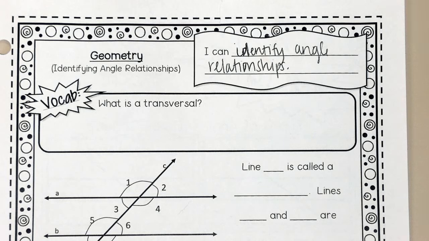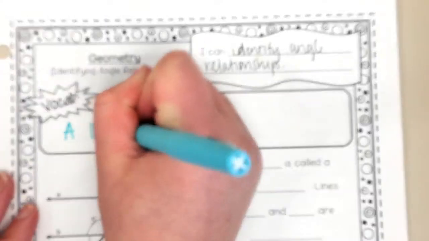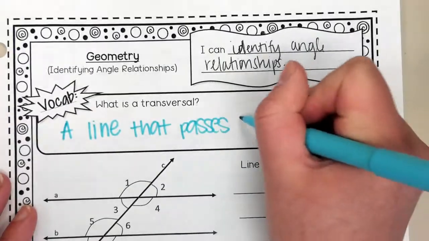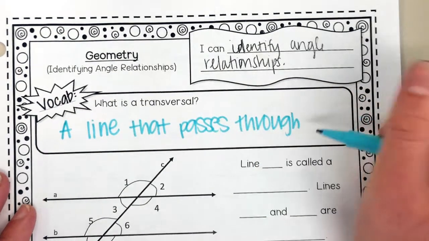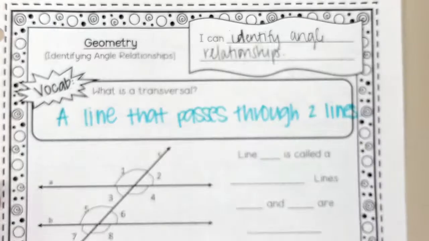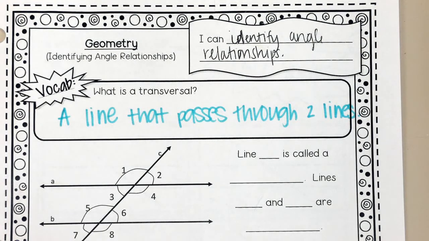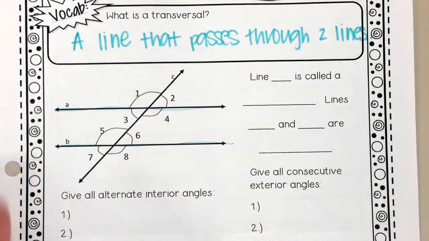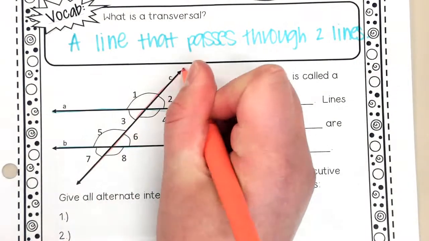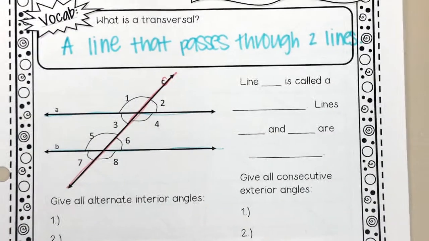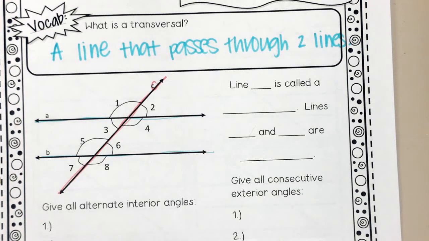So first I want to talk about what a transversal is, because this is probably the first time you're hearing about that. A transversal is a line that passes through two lines. A line that passes through two lines. So if I look at this picture down here, I've got two lines, and then here is my line passing through it. So it cuts the two lines that way. So my transversal would be that C line right here. So line C is called our transversal.